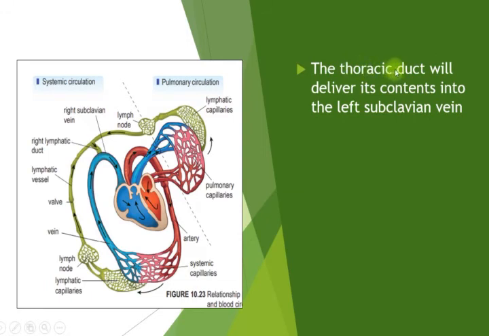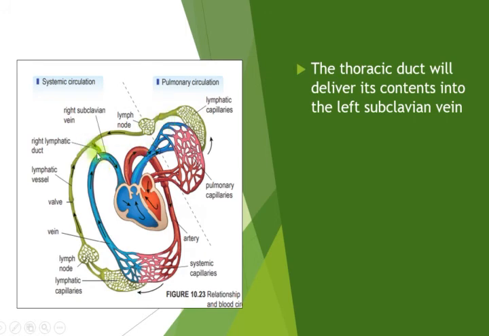Okay, the thoracic duct just now will deliver its content into the left subclavian vein. The thoracic duct refers to the left side. The thoracic duct just now collects the lymph from all parts of the left side, so it will deliver its content to the left subclavian vein. Where is the left subclavian vein here?